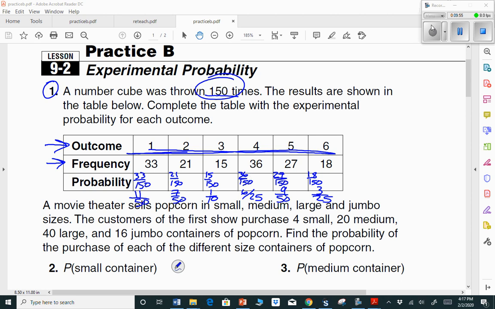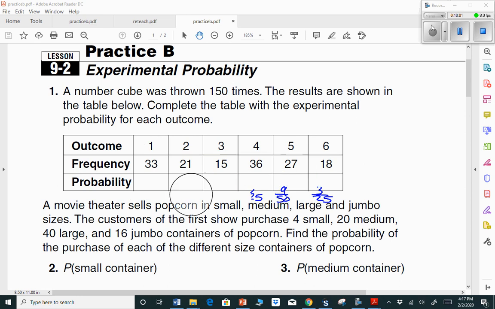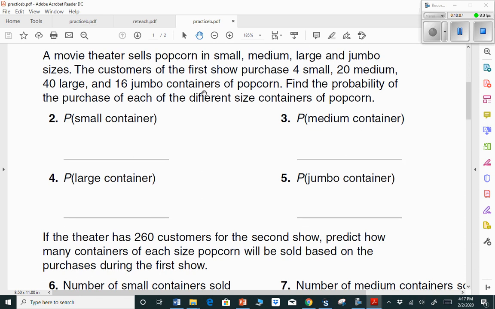Okay, then it says a movie theater. That's a whole different thing here. Let's get rid of this. A movie theater sells popcorn in small, medium, large, and jumbo sizes. So you got to keep track of those. Small, medium, large, and jumbo. The customers of the first show purchased 4 small, 20 medium, 40 large, 16 jumbo containers of popcorn. Find the probability of the purchase of each of the different size containers of popcorn.